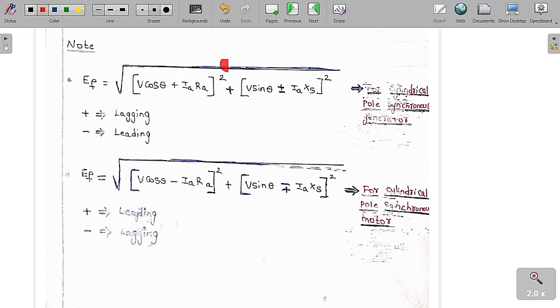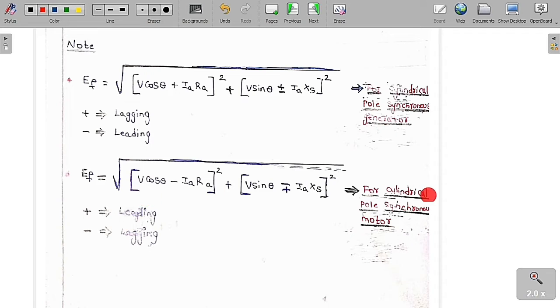These things I have already told you in the cylindrical pole synchronous generator. Positive means for the lagging nature and minus means leading nature. Lagging means simply that the current IA is lagging the V, and leading means the current IA is leading the V.